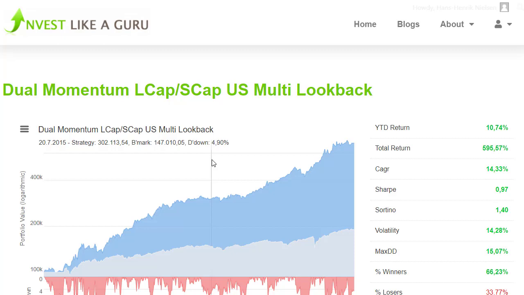And as I said, this is some of the improvement that we use on a day-to-day basis in the fund we are setting up. But again, remember the CAGR, 14.3%. Max drawdown at 15, and a Sharpe at 0.97 here.